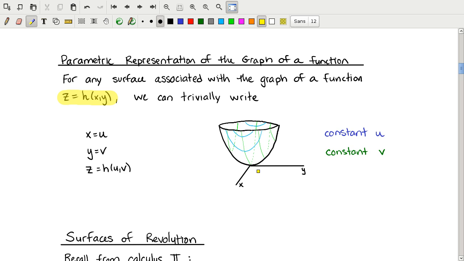So any such surface, any such function, z equals h of x and y, can be represented parametrically. So everything that we're going to learn about parametric surfaces applies equally well to graphs of functions.